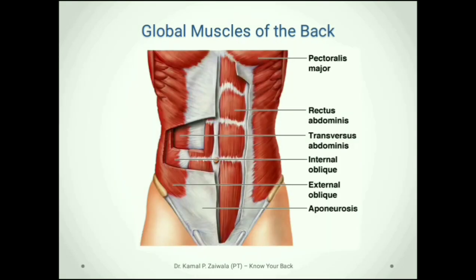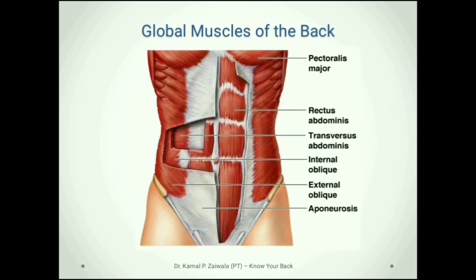Now coming to the global muscles. The global muscles form the outermost layer of the back and the abdomen. These muscles are responsible for the movement as well as the dynamic stability of the back. It is very important to know the orientation of the muscle fibers of these muscles in order to understand their action properly on the back.